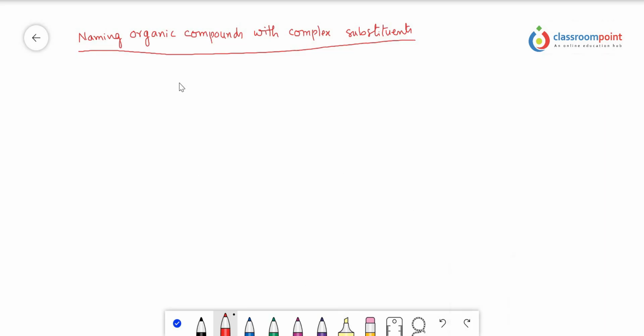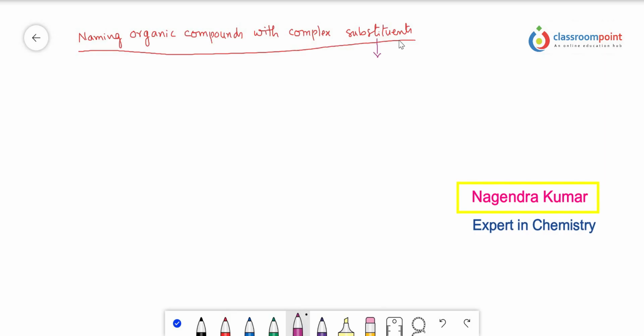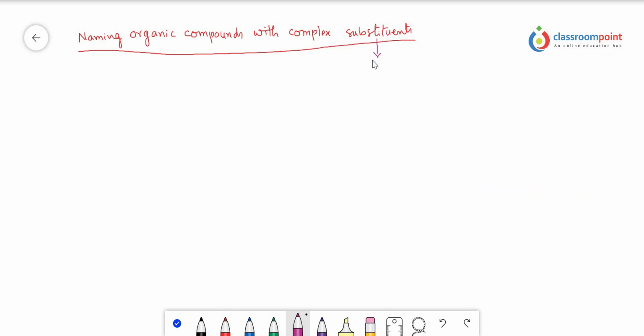So now we are going to discuss the naming of organic compounds with complex substituents. Let us see what it means by complex substituents. A substituent is basically present at the side of the chain, which means it is linked to the main chain.